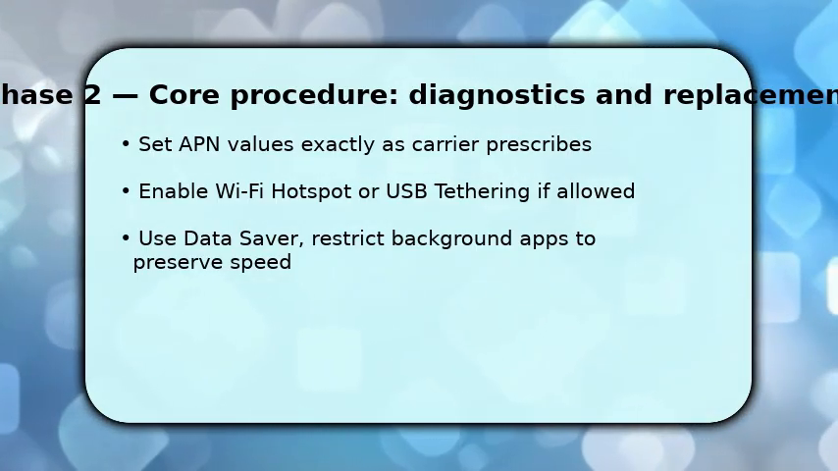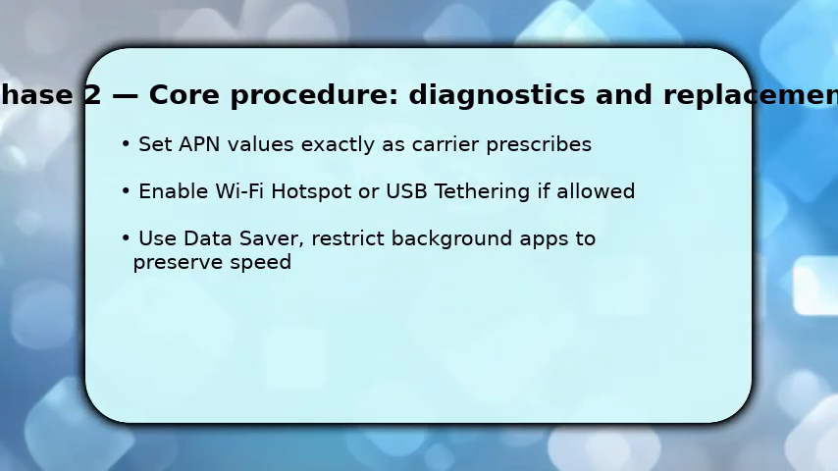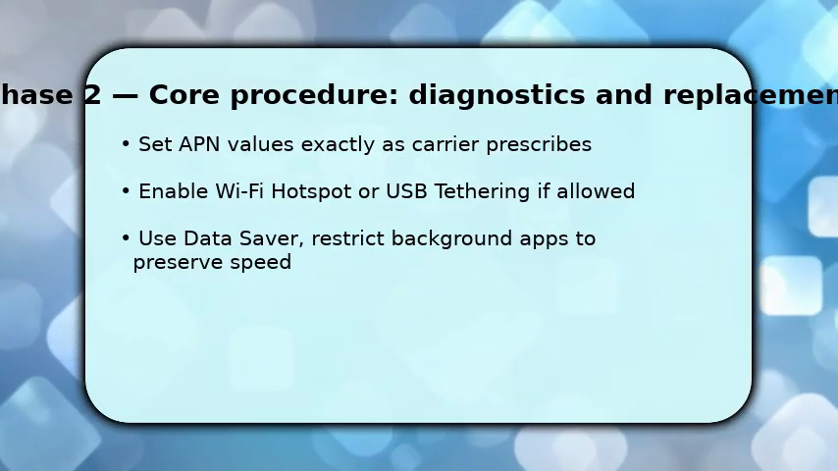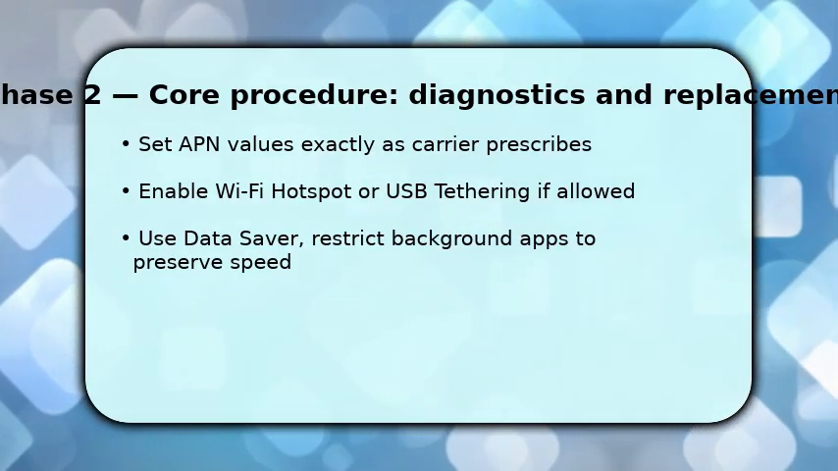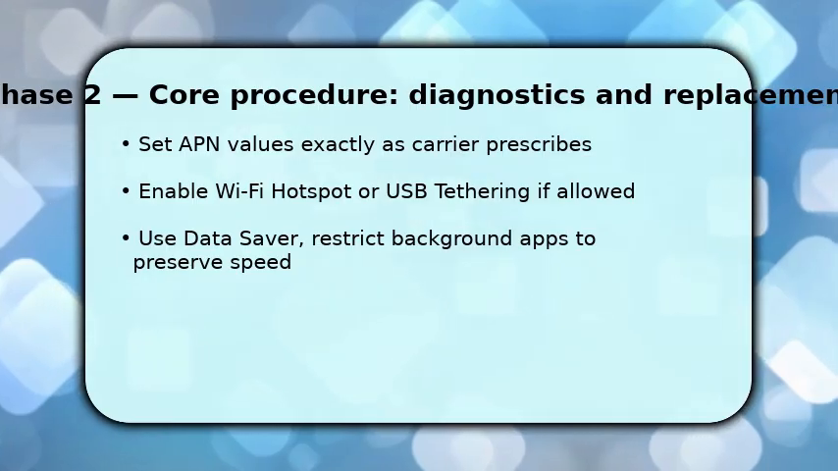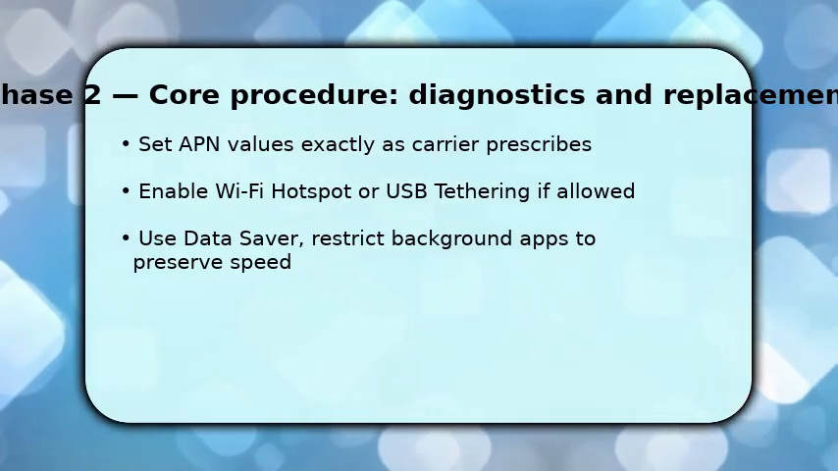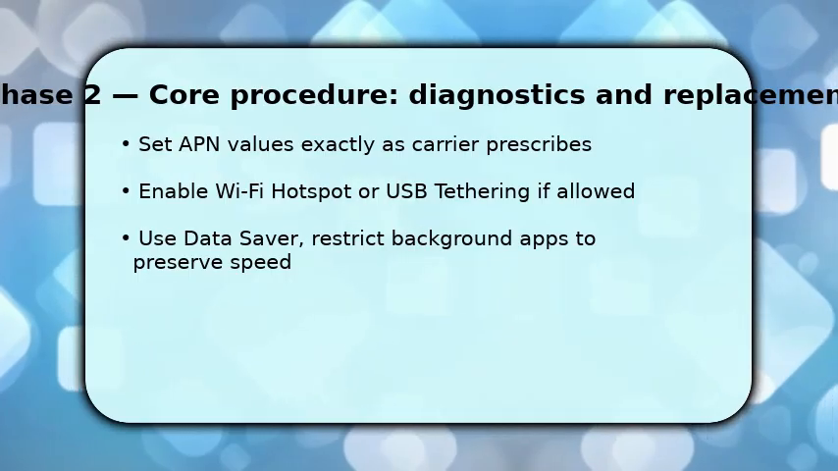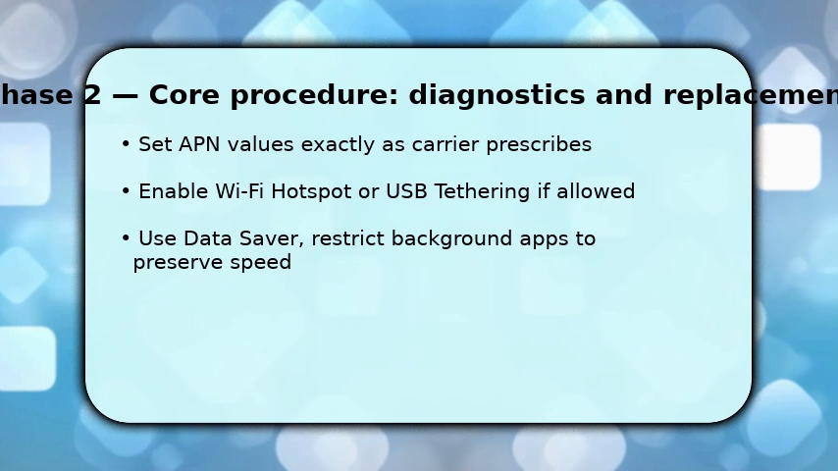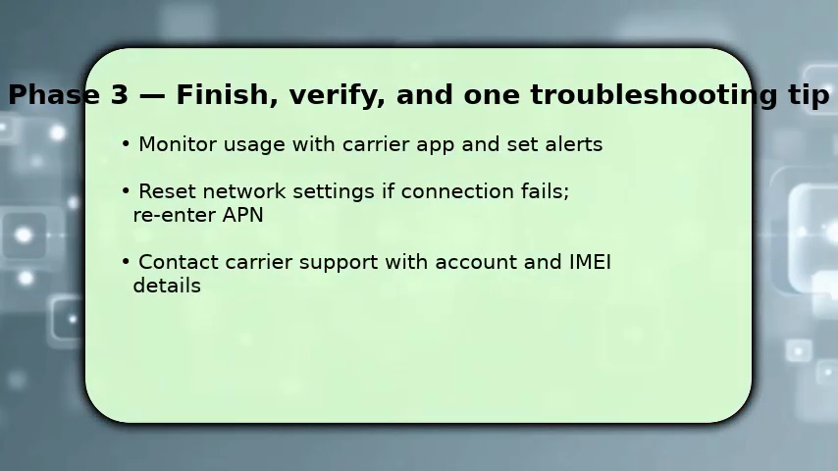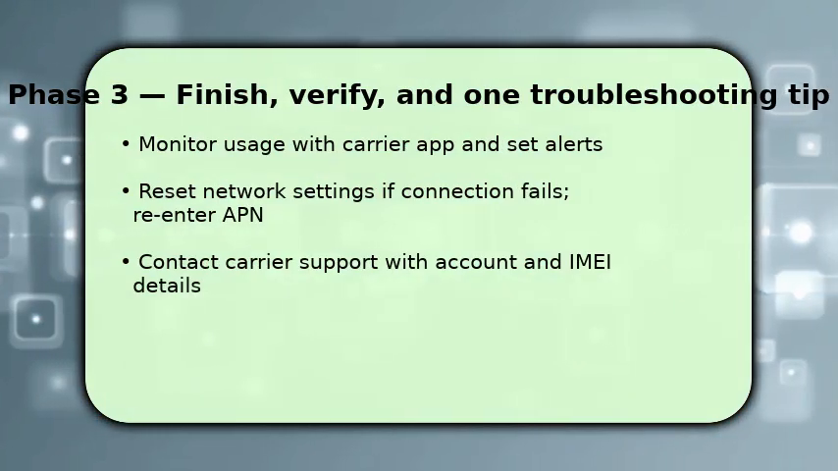Switch on Data Saver and restrict background data for non-essential apps so critical tasks get priority. Also choose 4G only or LTE preferred network mode in advanced settings. This reduces drops to slower networks and keeps your connection consistent while you use unlimited. Finish by opening your carrier's app to monitor usage, verify unlimited status, and set alerts for any plan changes.